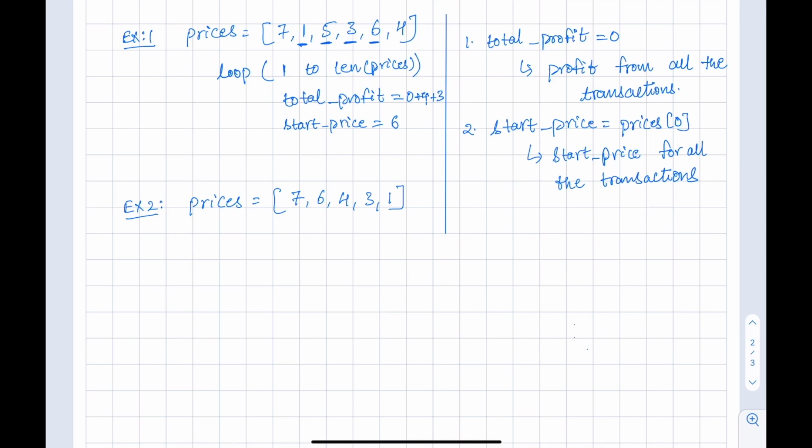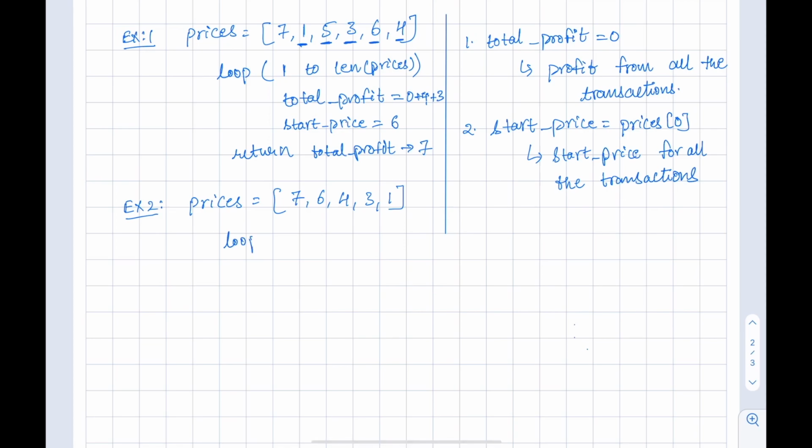And you are going to the day 6, the final day. Since there is a decrease in the price of the stock, you are not going to make any transaction. So finally you are going to return the total profit, which is 7. Okay, let's go to the example 2.